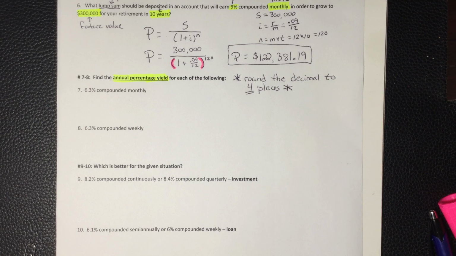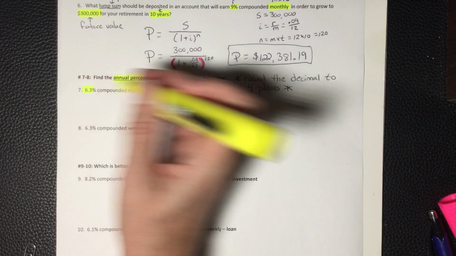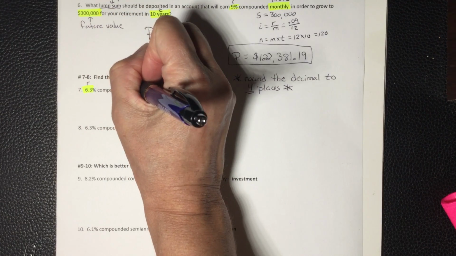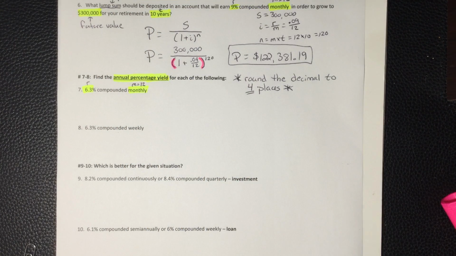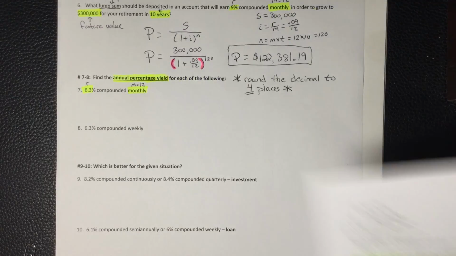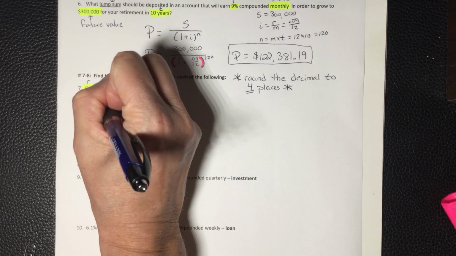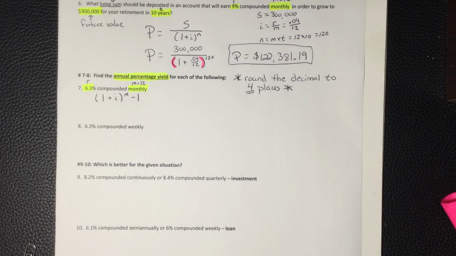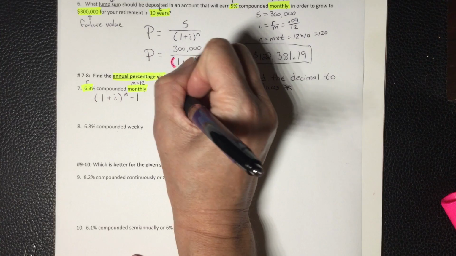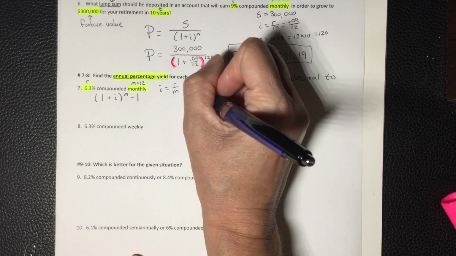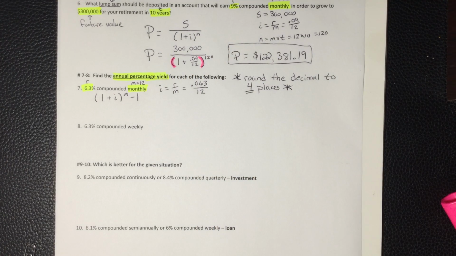All right, so the first one we have is 6.3% compounded monthly. So here's our rate, and we know that m is going to be 12. I don't see anything about continuous on here, so we will be choosing this formula. Our answer is going to be an interest rate: 1 plus i, raised to the m, minus 1. Remember, you always start with the formula. So i is going to be, just like in the previous problems, r divided by m. So change r to a decimal, 0.063, moving 2 places to the left, and then put that over 12.